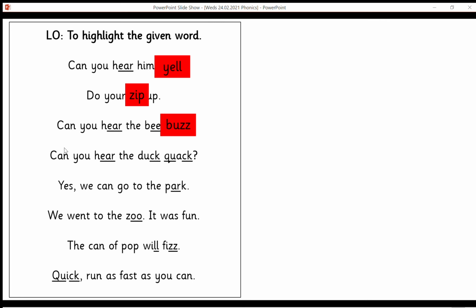Can you hear the duck quack, quack? Can you hear the duck quack? The word I would like you to put your finger on is quack.